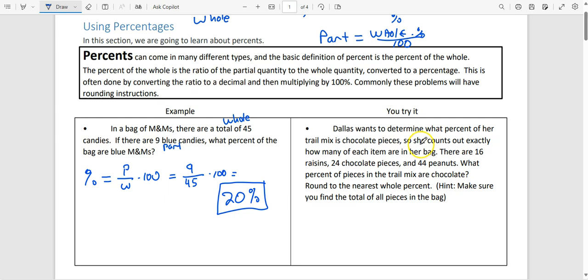You try it. Pause the video, work the problem out on the right. Rounded to the nearest whole percent, you get 29%. You do have to work out the whole, which is the sum of all the individual parts, and you get 84. That is part of the process.